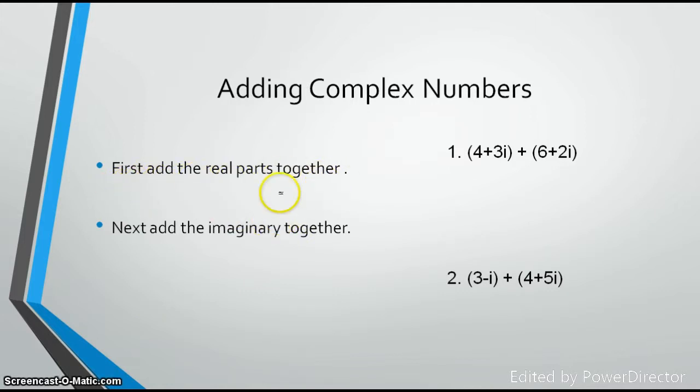Adding complex numbers. When adding complex numbers, first add the real parts together, then you add the imaginaries together. So for our first problem, we have 4 plus 3i plus 6 plus 2i, which will give us 4 plus 6 for the real, and 3i plus 2i for the imaginary. And when you get your total, 10 plus 5i is our answer.